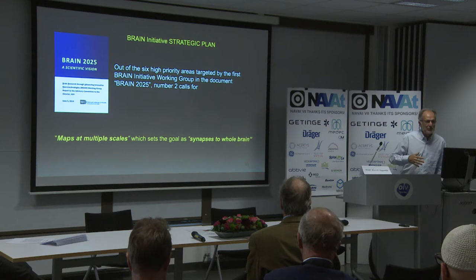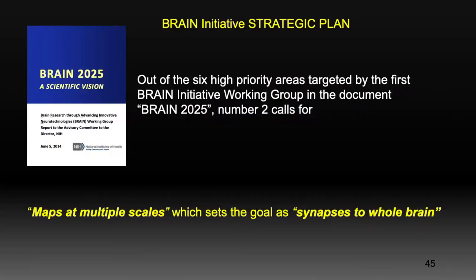And then they put together the BRAIN Initiative. That's the Obama BRAIN Initiative. And that's a document that came out from the strategic planning of the BRAIN Initiative, a very ambitious document. And what they call is maps at multiple scales, from synapses to whole brain. I mean, that's an enormous challenge, to be able to go from synapses to whole brain. But is it a dream? It's really not a dream. Certainly not in an animal model.